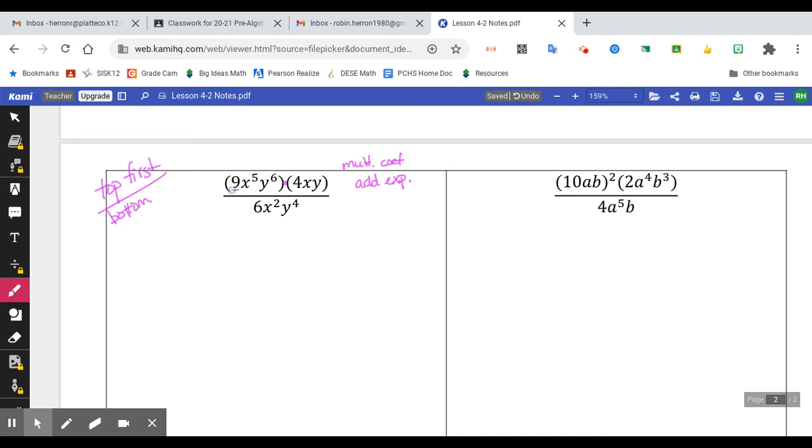So 9 times 4 gives me 36. And now I'm adding exponents. This is a 1 and this is a 1. So I have x to the 6th, y to the 7th, over 6x squared y to the 4th. Right? Now I'm going to divide. 36 divided by 6 is 6. And it's division, so I'm subtracting. So I've got x to the 4th, y to the 3rd.